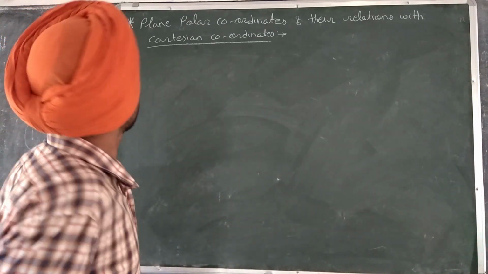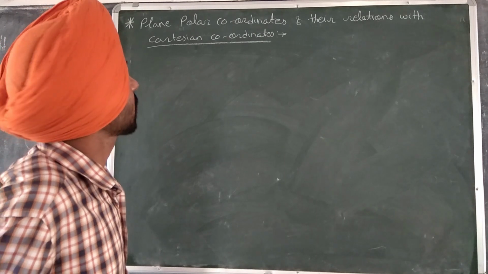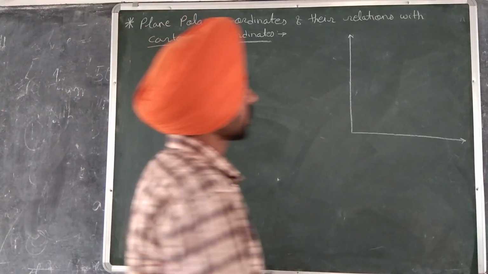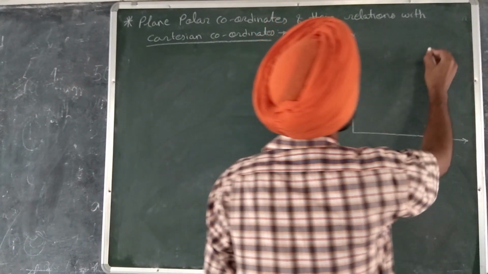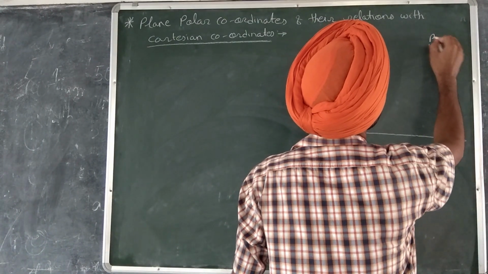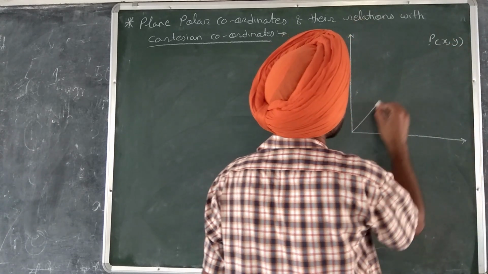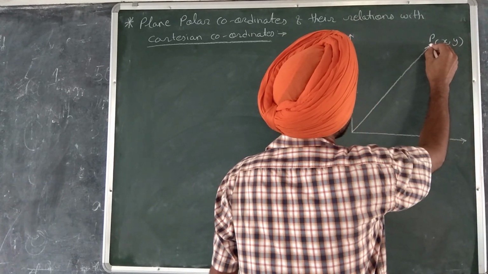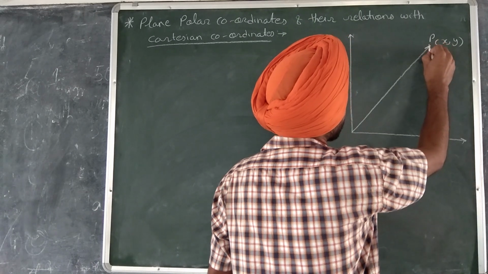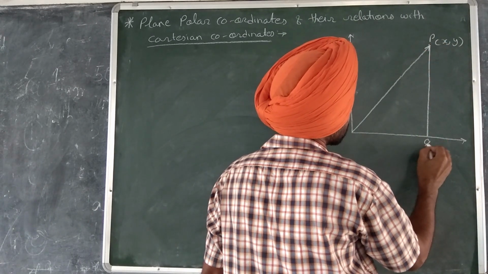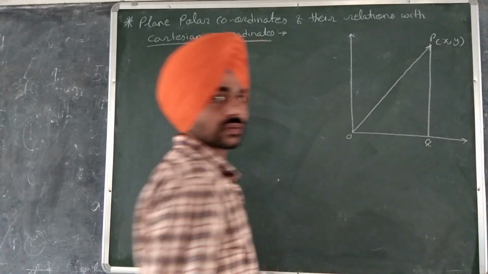Our topic today is plane polar coordinates and their relation with Cartesian coordinates. Consider a point P in the xy plane having position coordinates x, y. Draw a perpendicular from point P on the x-axis. Let it be point Q. This is the origin O.